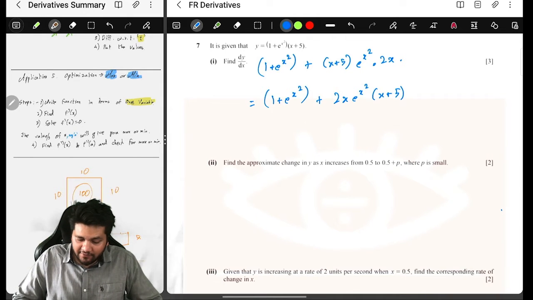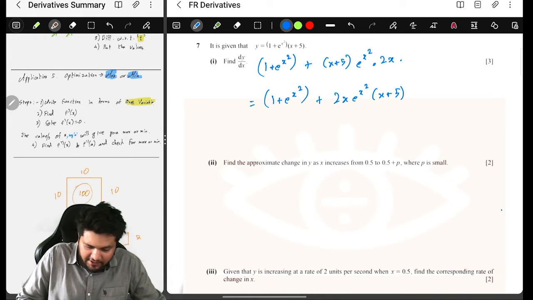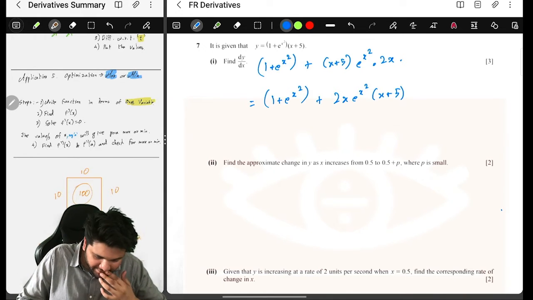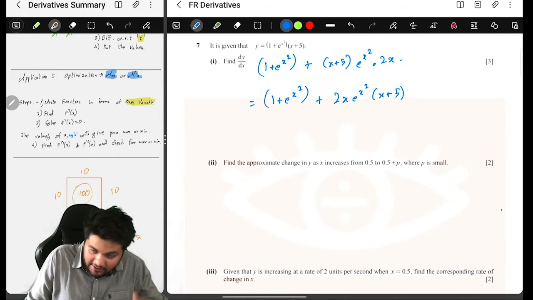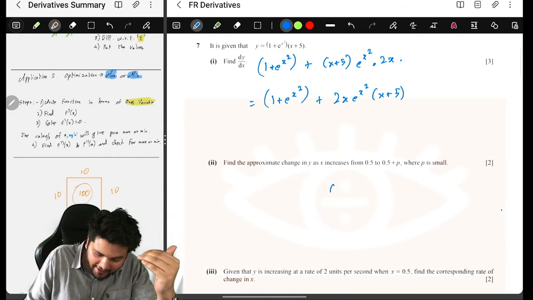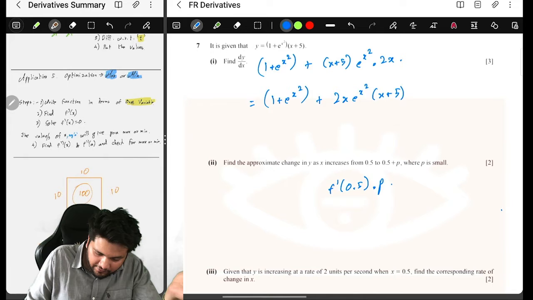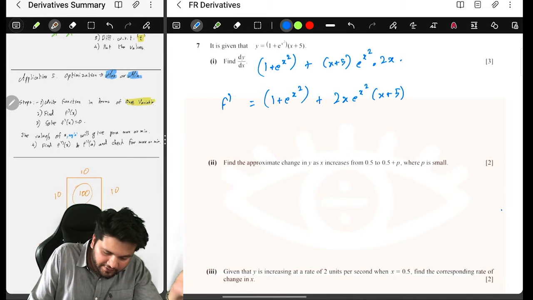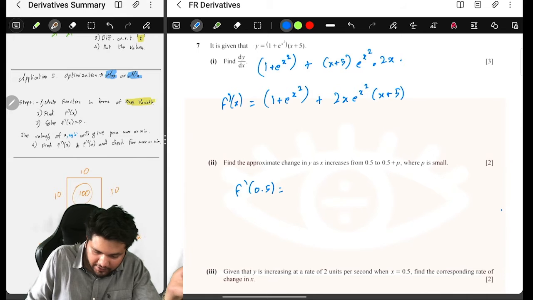Find the approximate change in y as x increases from 0.5 to 0.5 plus p. Now see, there is a change of 0.5 to 0.5 plus p. So at the end of the day, what they are asking is just how much it has increased. So it's going to be f dash of 0.5 into p. So in short, first we already got f dash of x, so we just need f dash of 0.5. So it's going to be what, we'll just put it in the calculator.